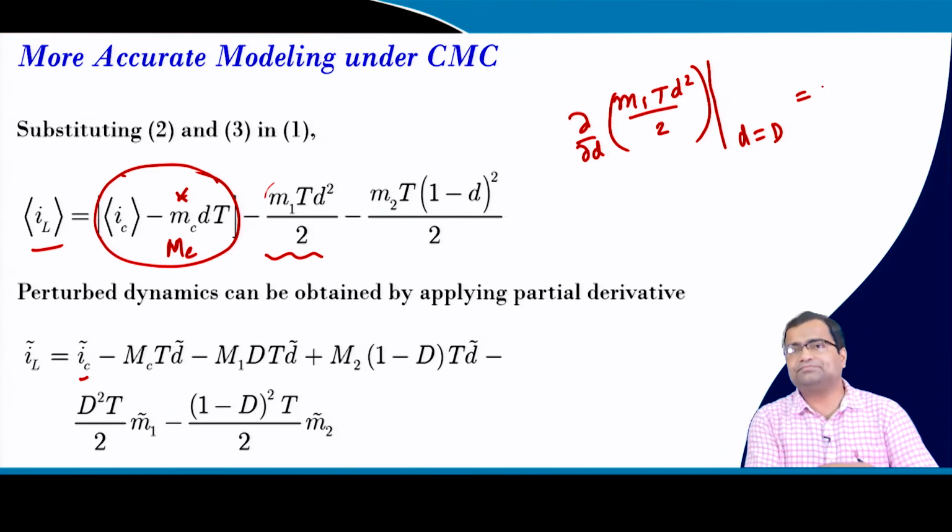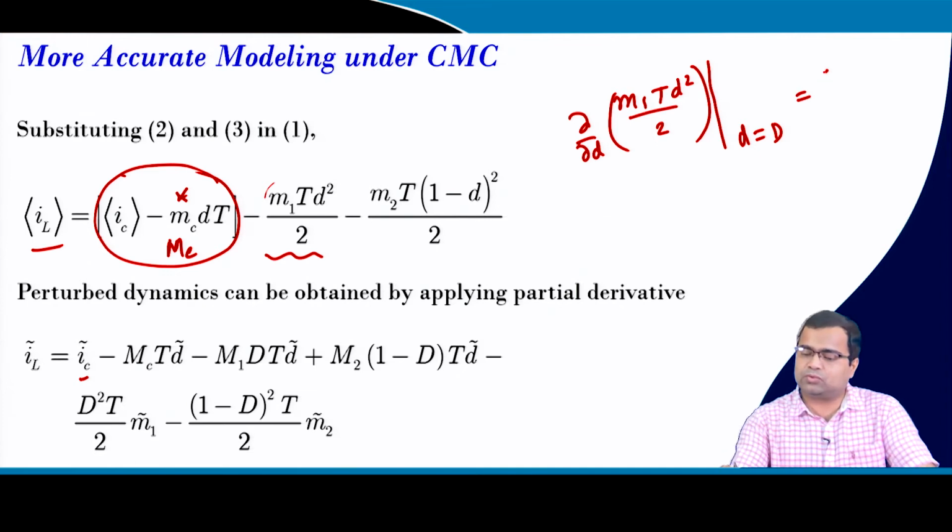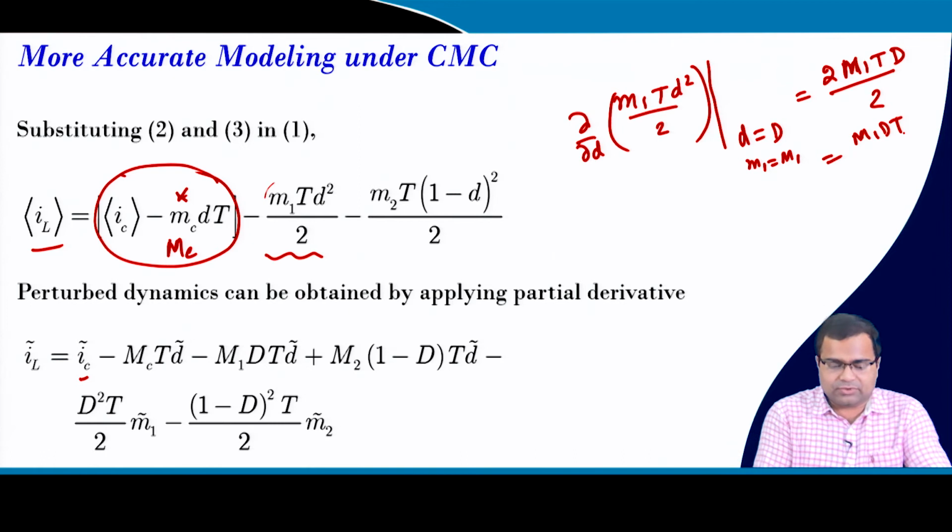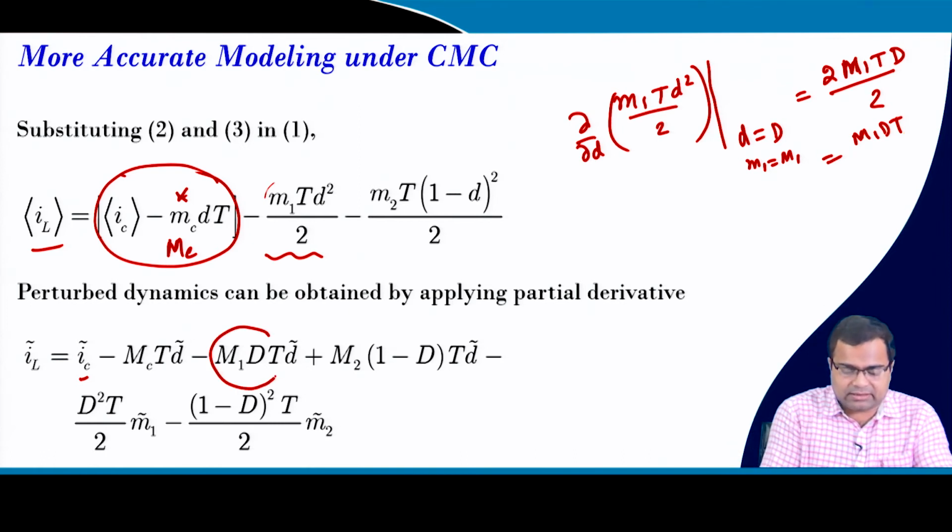Then what we will get? You will get 2 times m1 t. This is computed at m1 equal to capital M1. So, this will be capital M1 and this into d divided by 2. So, it is simply m1 dt. So, this is exactly here.